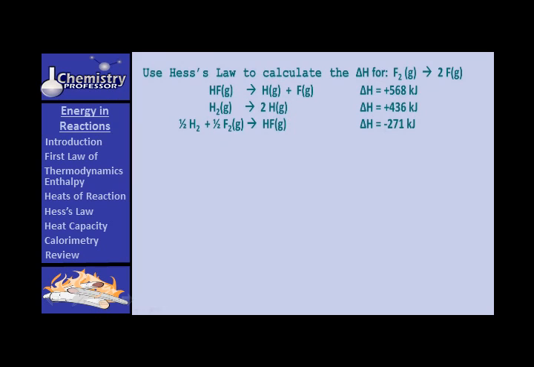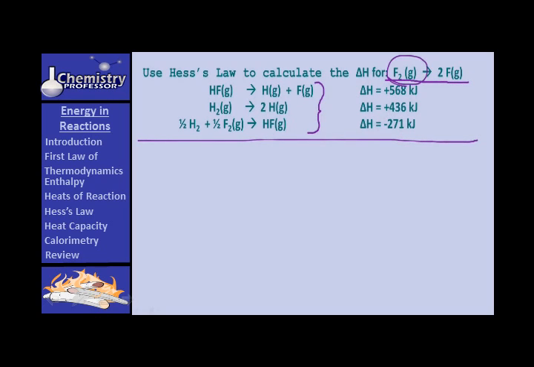In this problem, we are asked to use Hess's Law and to calculate the delta H for this reaction, in which fluorine molecules break down into fluorine atoms all in the gaseous state. And we're asked to do that by using appropriate manipulation of these three equations. All right, how shall we go about this?